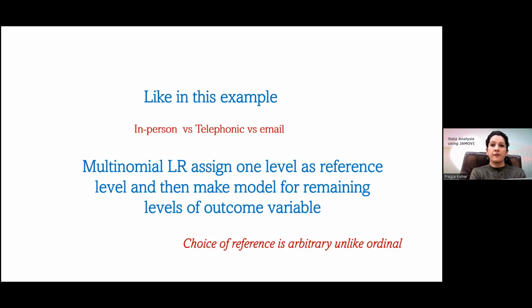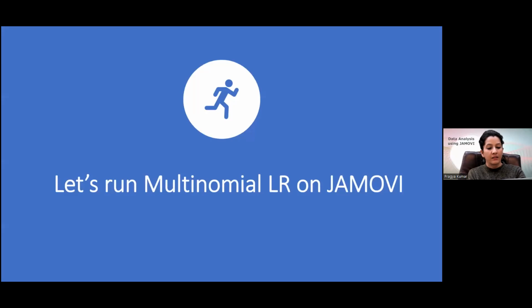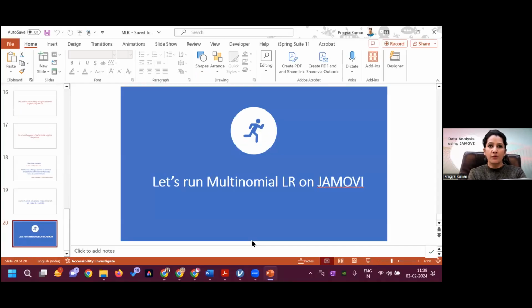The choice of reference is arbitrary, unlike ordinal, because in ordinal you have to take the lowest category as a reference. But in this case, you can change the reference level depending on your research question. For k levels, multinomial logistic regression makes k minus 1 models. That means if you have 3 levels of a category, it makes 2 models. So let's see this multinomial logistic regression. If you have understood the binomial, all the commands and options are very similar to binomial logistic regression.